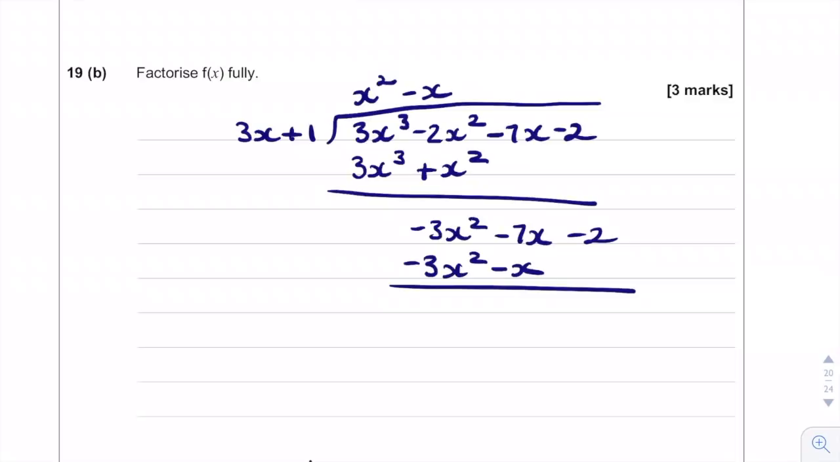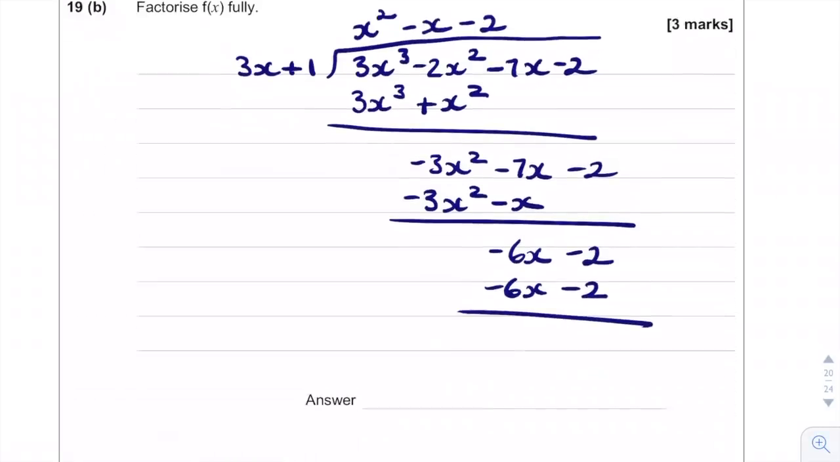Rule that off, subtract those two terms. Minus 3x squared plus 3x squared gives us 0. Minus 7x plus x is going to give us minus 6x. Then we can bring down the minus 2. And then we can do the minus 6x divided by the 3x. So we get minus 2. Then we can multiply the minus 2 by the 3x. We get minus 6x. And then we can multiply the minus 2 by the 1. We get minus 2. Rule that off, and of course this simplifies to nothing, so we have no remainder left over.